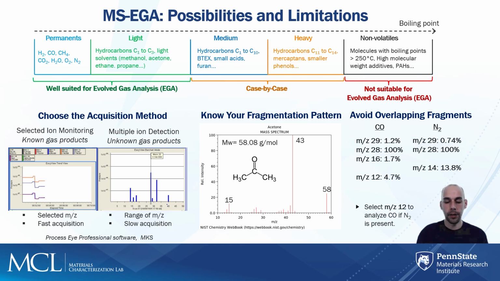Acquisition can be performed either using selected ion monitoring, which is a fast acquisition when the mass-to-charge ratios of the gases of interest are known, or it can also be done using multiple ion detection, a slower method which scans a range of mass-to-charge ratios and is used for partially unknown products. To select the appropriate mass-to-charge ratio to analyze, the fragmentation pattern of the molecule of interest needs to be known. In addition, knowing the fragmentation pattern of evolved gases allows you to avoid monitoring overlapping signals. A common example is carbon monoxide and nitrogen, which both have a molecular ion mass ratio of 28.